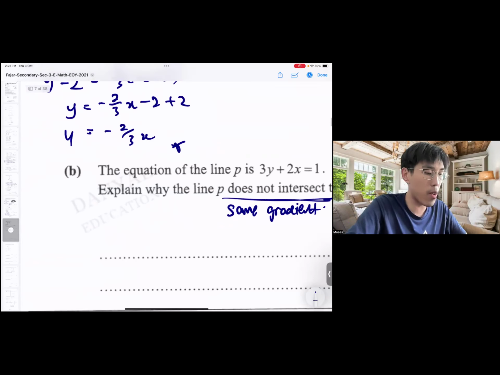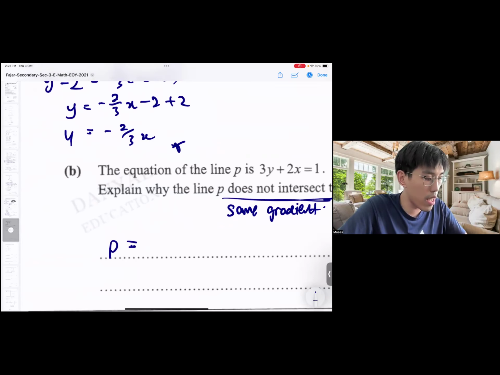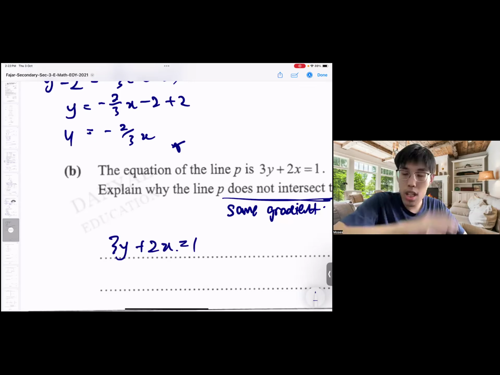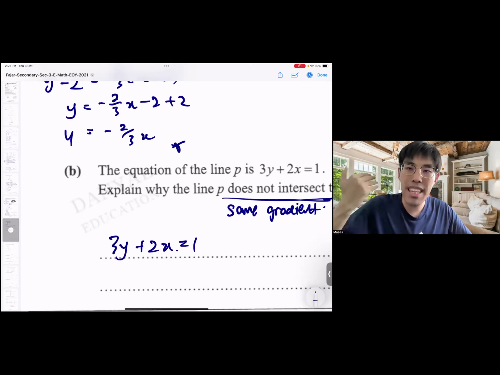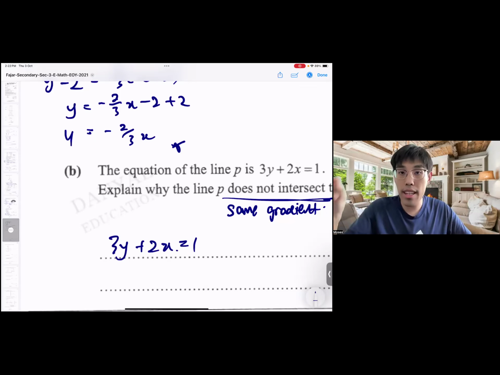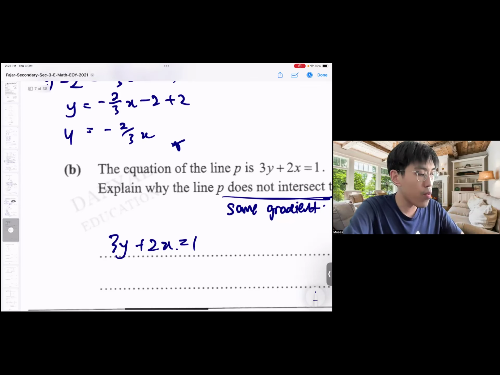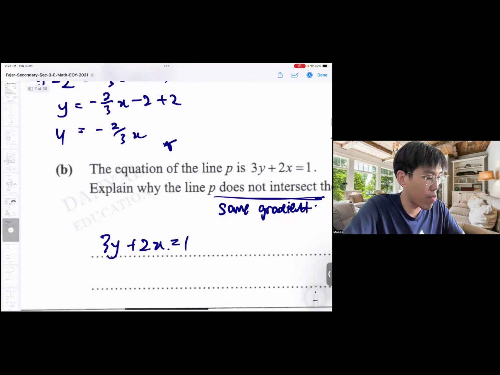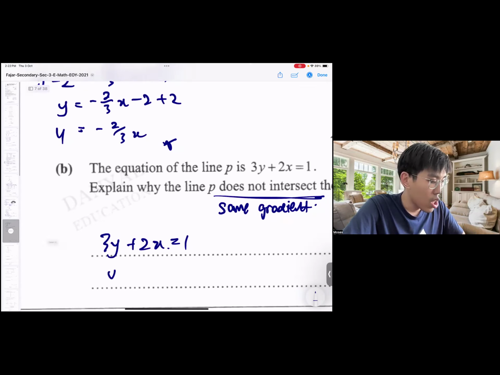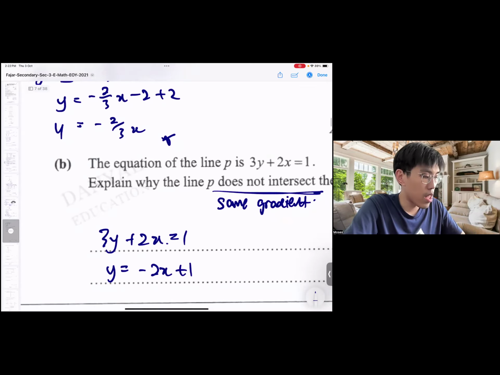So what we need to do is some working on my 3y plus 2x equals to 1. I need to make this in terms of the y equals to mx plus c format to explicitly show that the gradient is the same as the line before, which is negative 2/3. Okay. So from here, let's do some manipulation. So y equals to minus 2x plus 1.